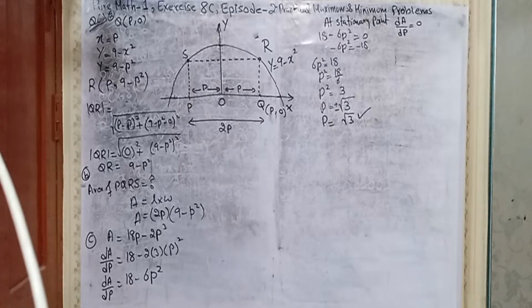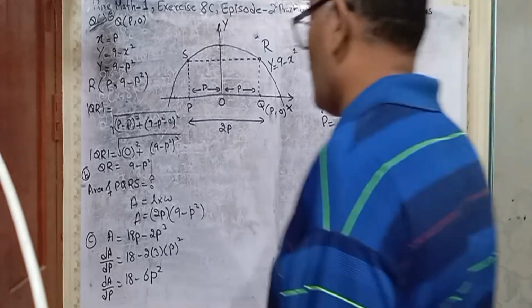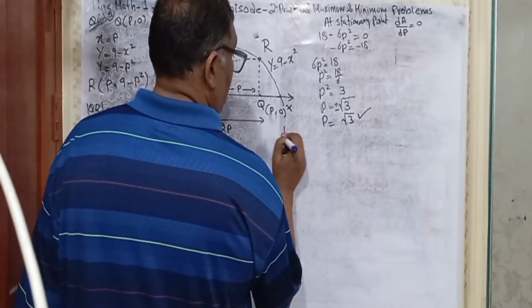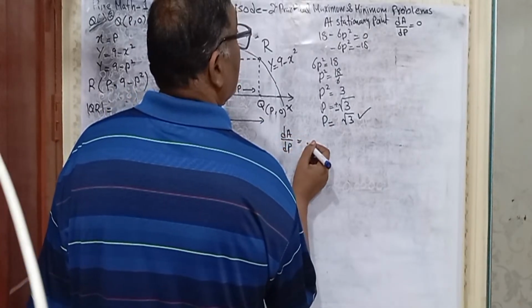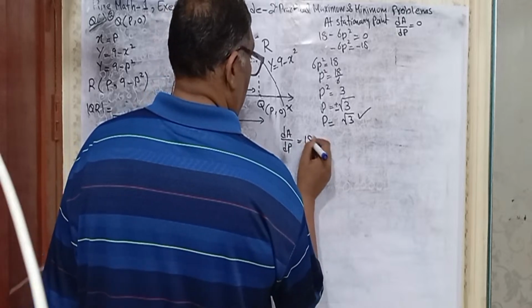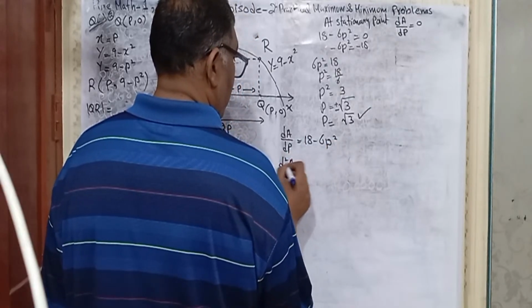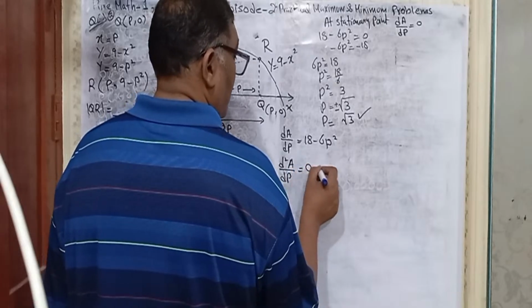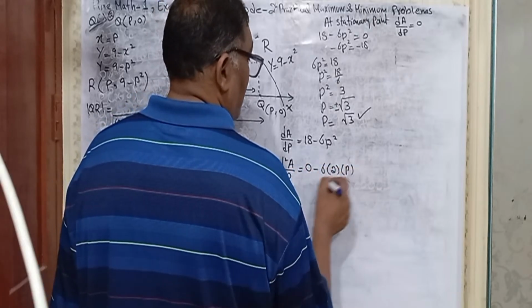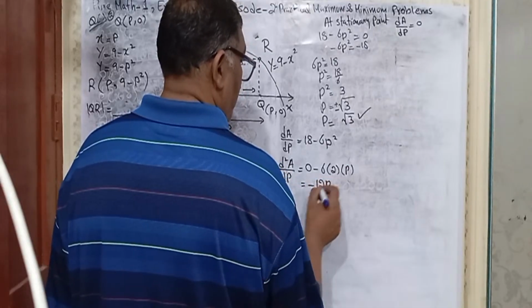Okay, then we have the D part. In the D part of this question, he says, find this stationary value and determine its nature. So we have to find out the nature of this point. I know the first derivative dA by dP. So I will find the second derivative, d square A by dP square. That will be equal to 0 minus 6 into 2 into P. Okay, so this is minus 12P.